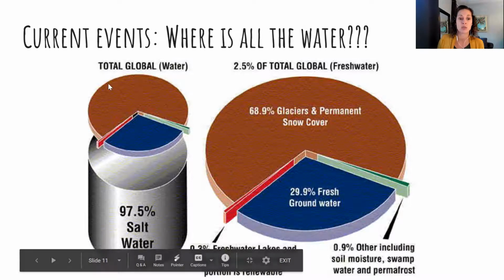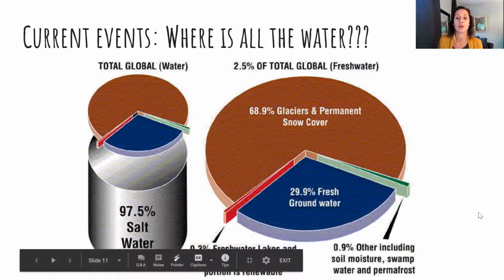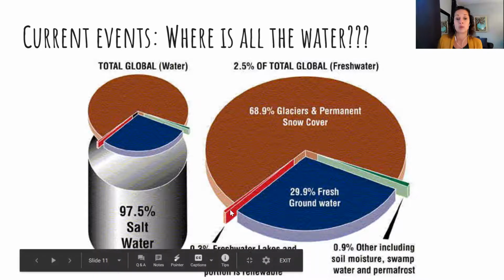Then you look at this amount here. If I take this small 2.5% and move it over here and look just at that 2.5% of the global, that's the fresh water. Well, most of that is found in glaciers and permanent snow cover. Also not usable. About 30% of that is found as fresh groundwater. There's some others, that's soil moisture, swamp water, and permafrost. And the last bit is freshwater lakes and river storage. And only this portion here, this red sliver here, so this little red sliver out of all the global water is actually renewable.